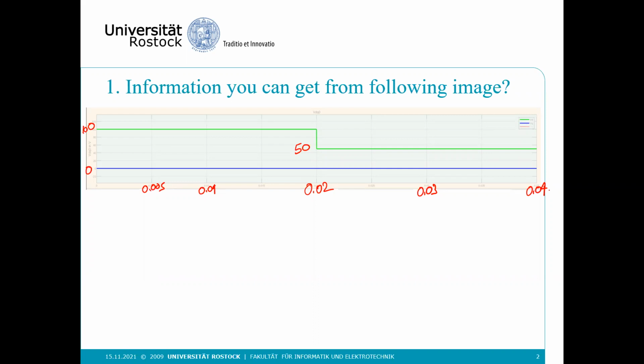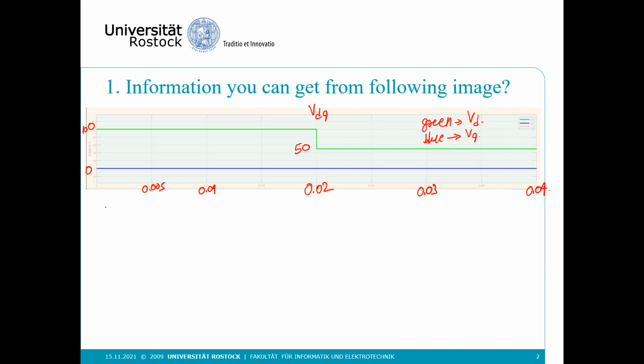So what information can you get from this image? This is a DQ plot. This is VDQ, and of course this green one is your VD, and the blue one is your VQ. What information can you get from here? I'm basically interested in the transients. Transient means going from one situation to another situation. So what has happened there? What could have happened that your values changed? What are the possibilities here?